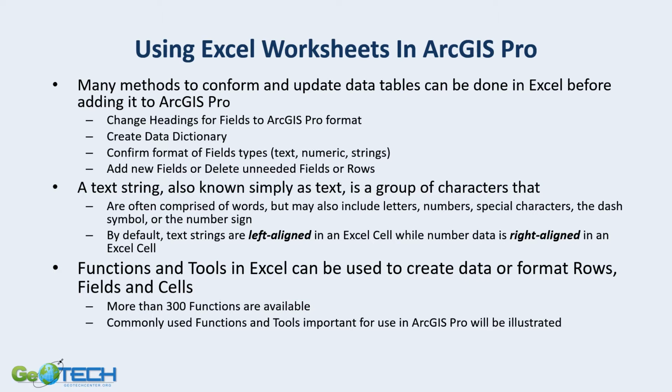Also, a text string, also just known as text, is just a group of characters, and they're often just words, but they can include letters and numbers and other things. By default, text strings are left aligned in those fields, so we'll look at those, and numbers are right aligned in an Excel field cell. We're going to look at functions and tools that can be used in Excel to create data that you might not have in the original table, and how to format the rows and fields for those.